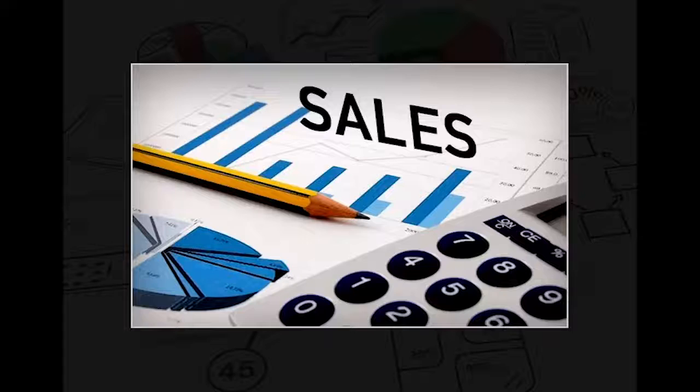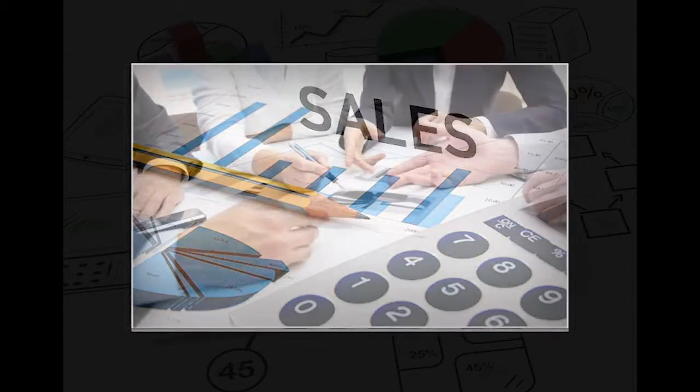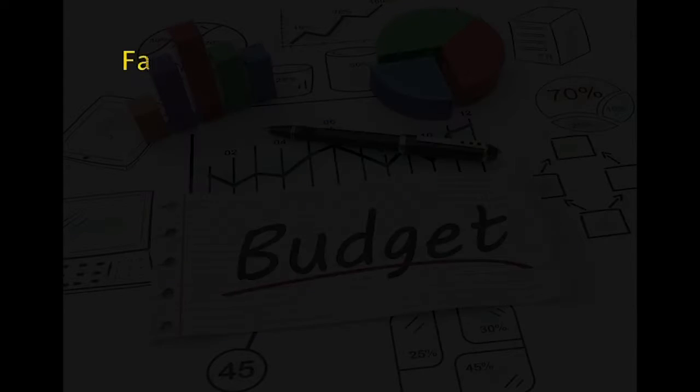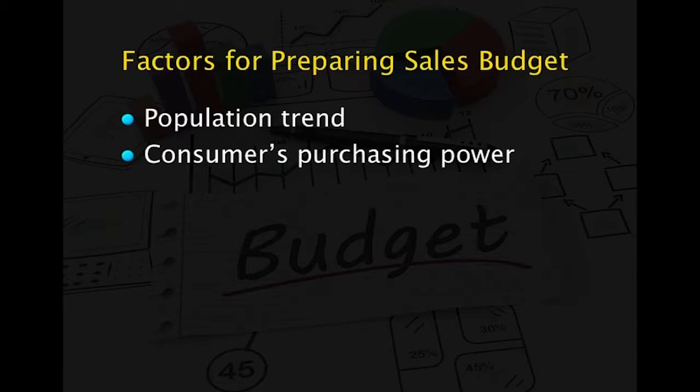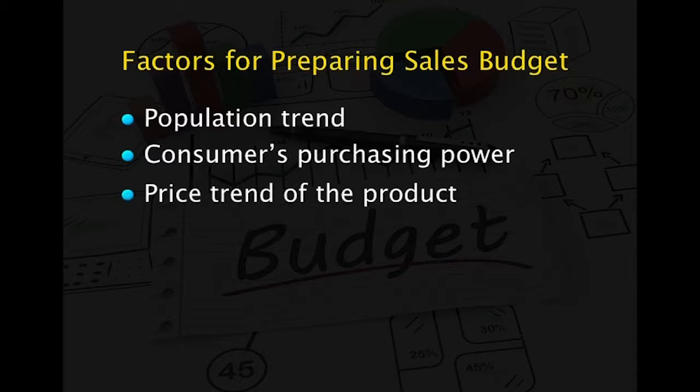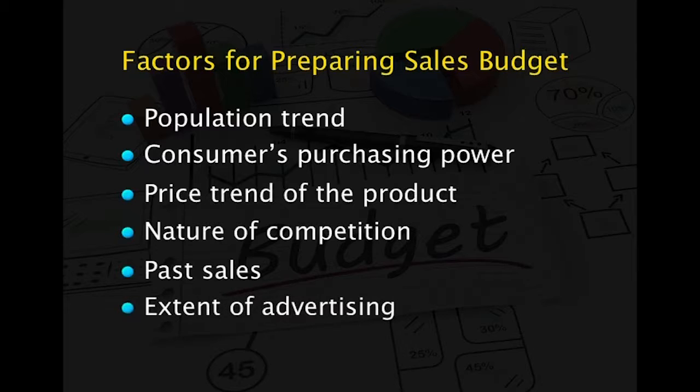Sales budget. It is a comprehensive sales program and plan for developing sales. It lays down the sales potential in terms of quantity, value, period, product, etc. Sales forecasting is the basis for preparing this budget. A sales budget is prepared by the sales manager with the assistance of salesmen and market research officers. The factors to be considered for preparing sales budget are population trend, consumers' purchasing power, price trend of the product, nature of competition, past sales, extent of advertising, etc.